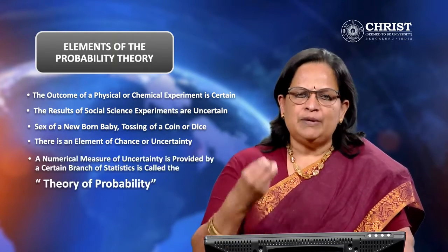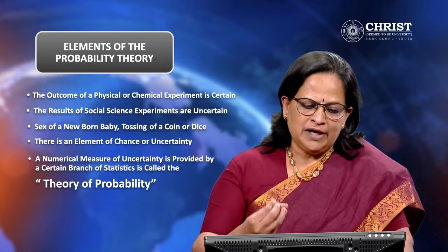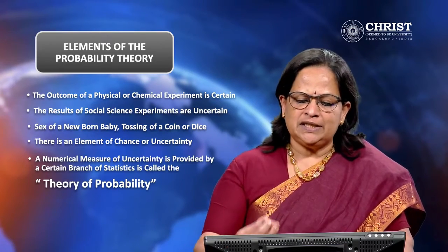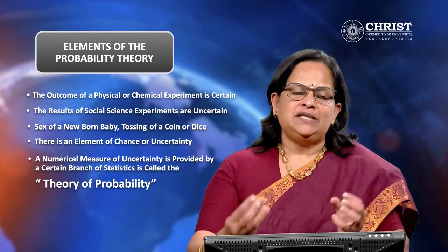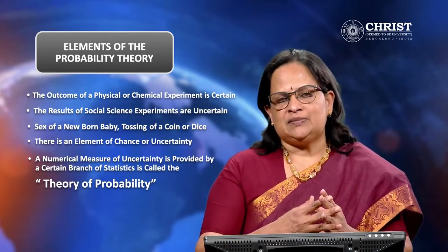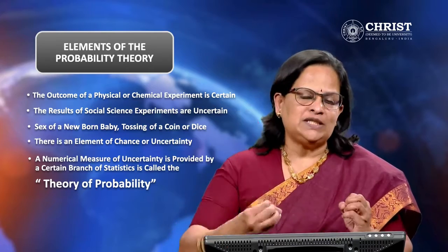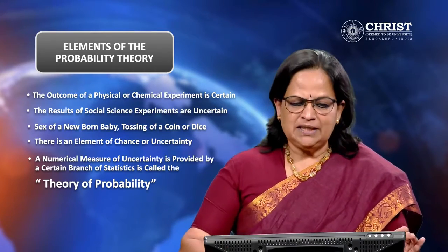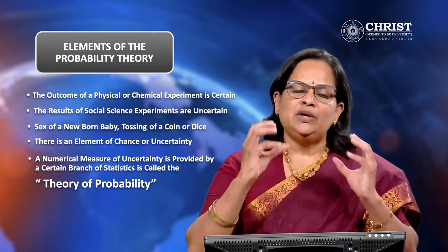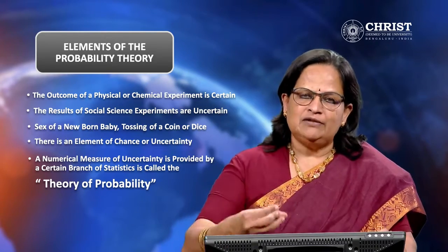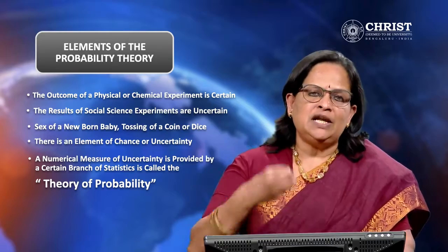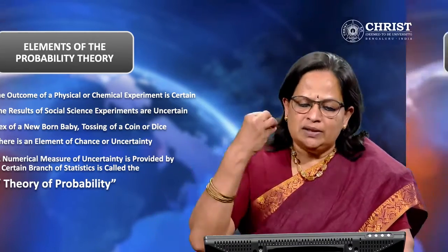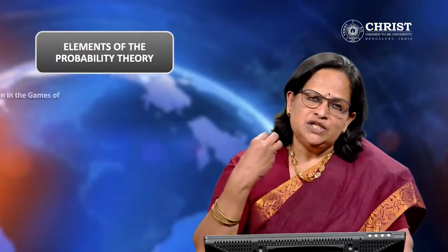A numerical measure of uncertainty is provided by a certain branch of statistics that is called the theory of probability. So the theory of probability is associated with statistics, and I'm going to explain how it's related. We know that in many statistical surveys we are doing sampling. A sampling survey has a relationship with probability because it's related to chance. So, how was the theory of probability introduced?